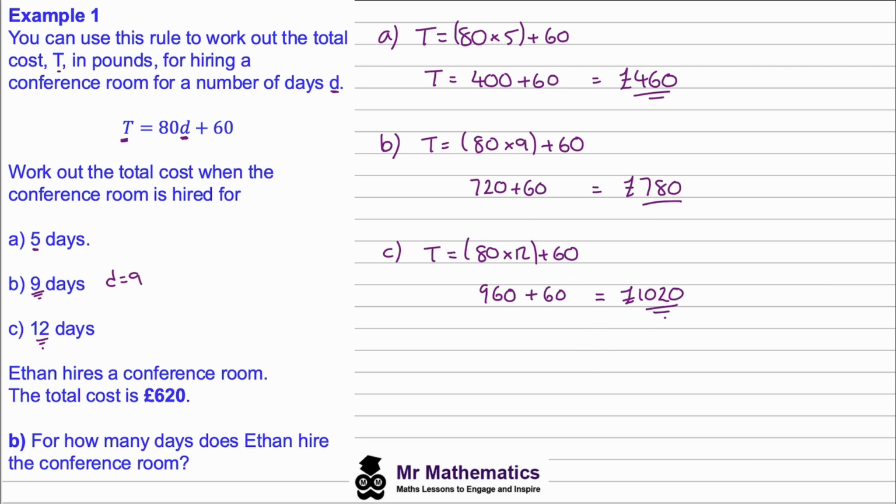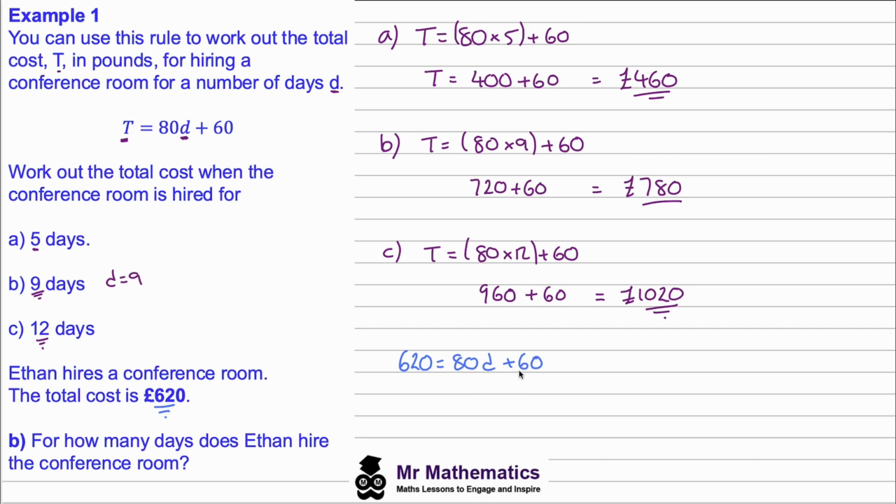And then for part B, Ethan hired the conference room and the total cost is £620. For how many days does Ethan hire the conference room? So now we're given T instead of D. So we'll substitute the 620 in place of T, and we get 620 will equal 80 times D plus the 60. So now we need to work out the number of days.